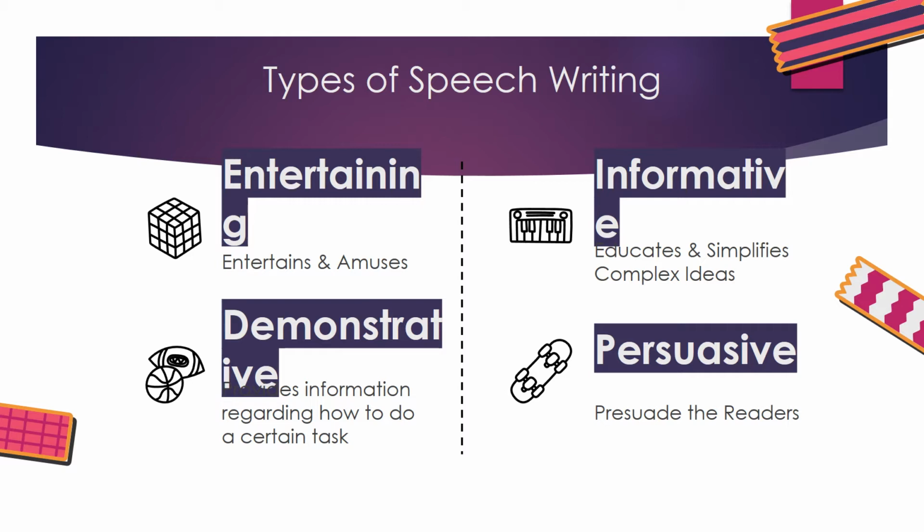Informative speech. It aims to educate the audience about a certain topic. It simplifies complex theories into simpler ideas. Demonstrative speech. It provides information about how to do a certain thing. Persuasive speech. In this speech, the writer tries to prove why his or her point of view is right.